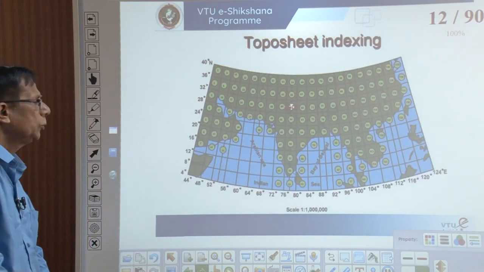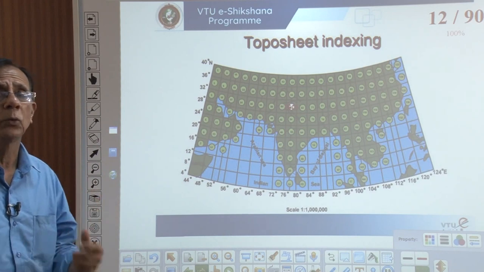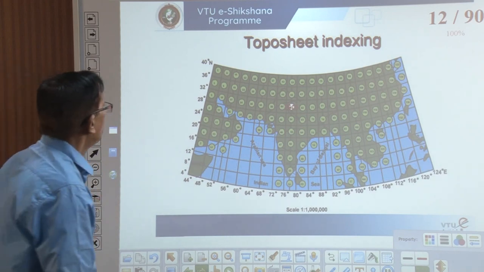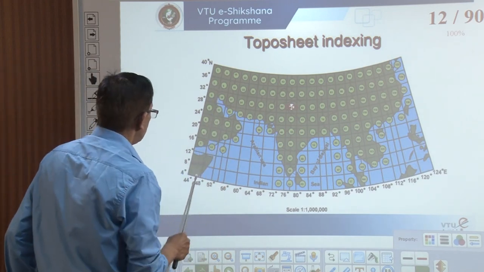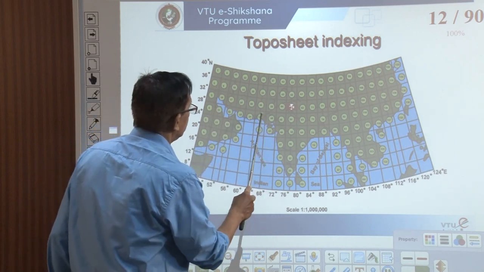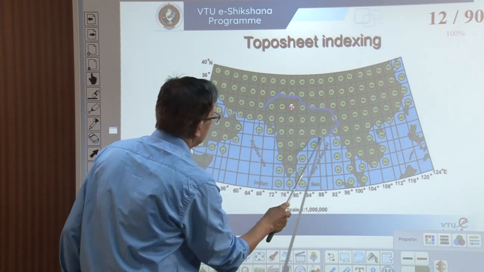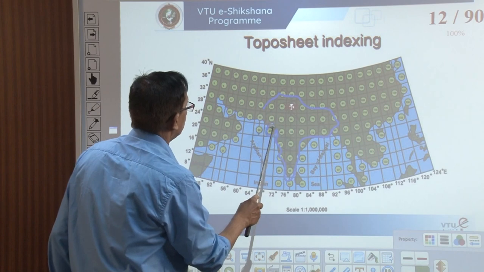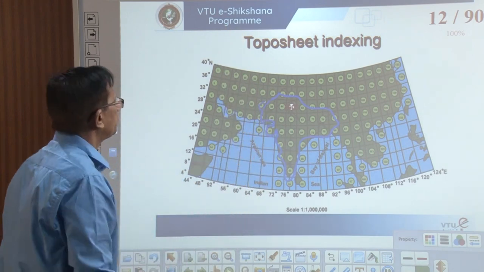Now, this is the typical number code we follow. See, 1, 2, 3, 4, like that. This is India, which we are concerned with here, for example.